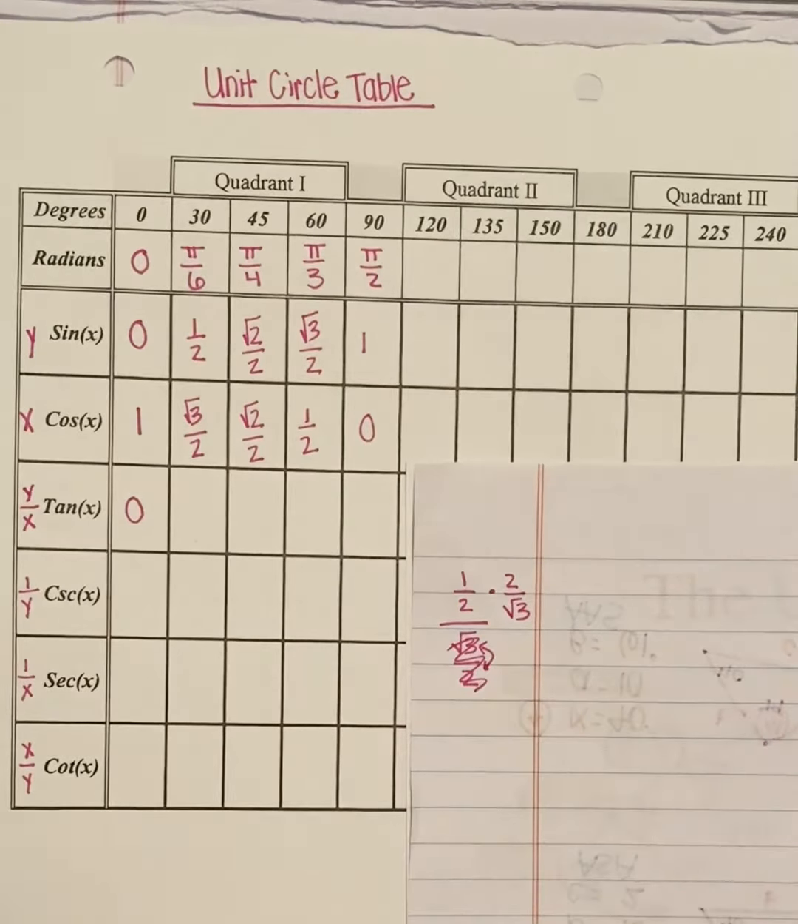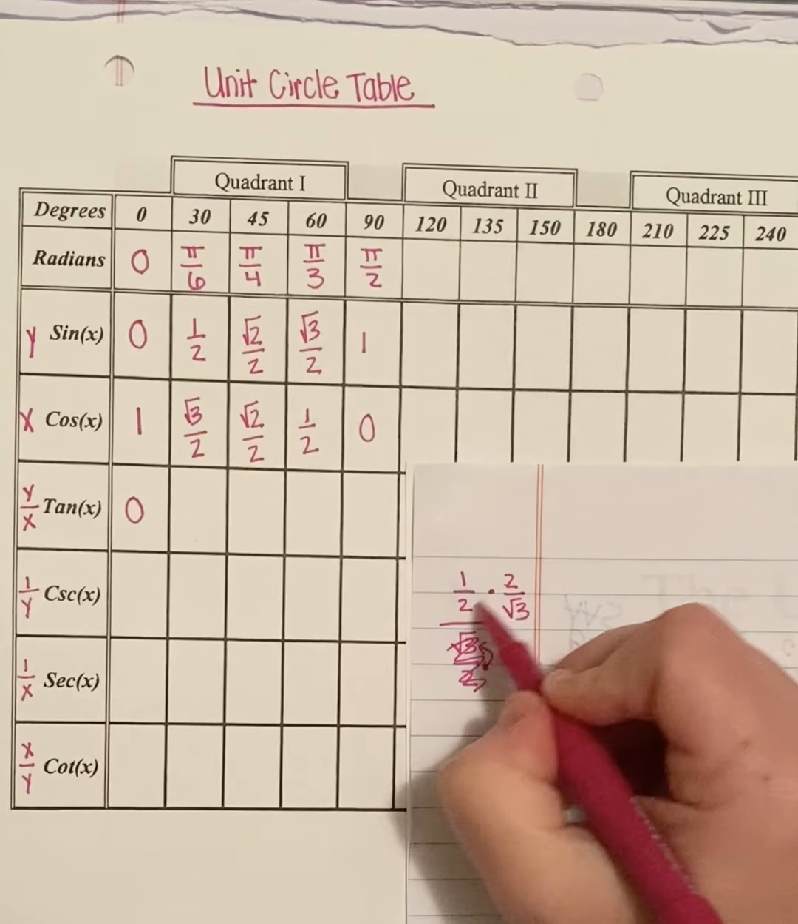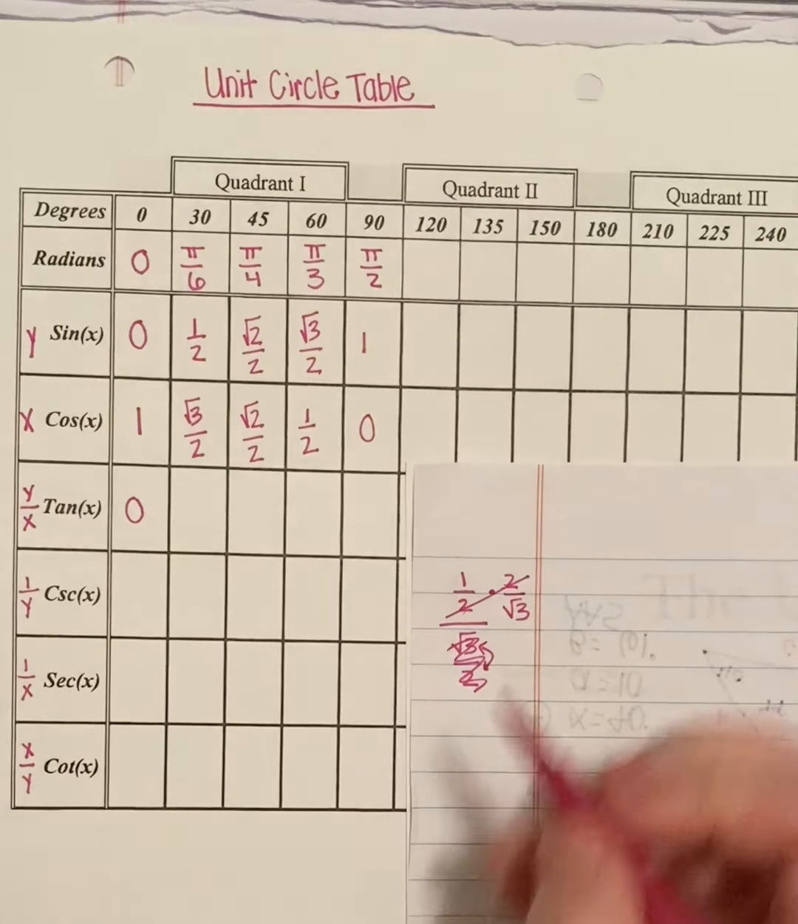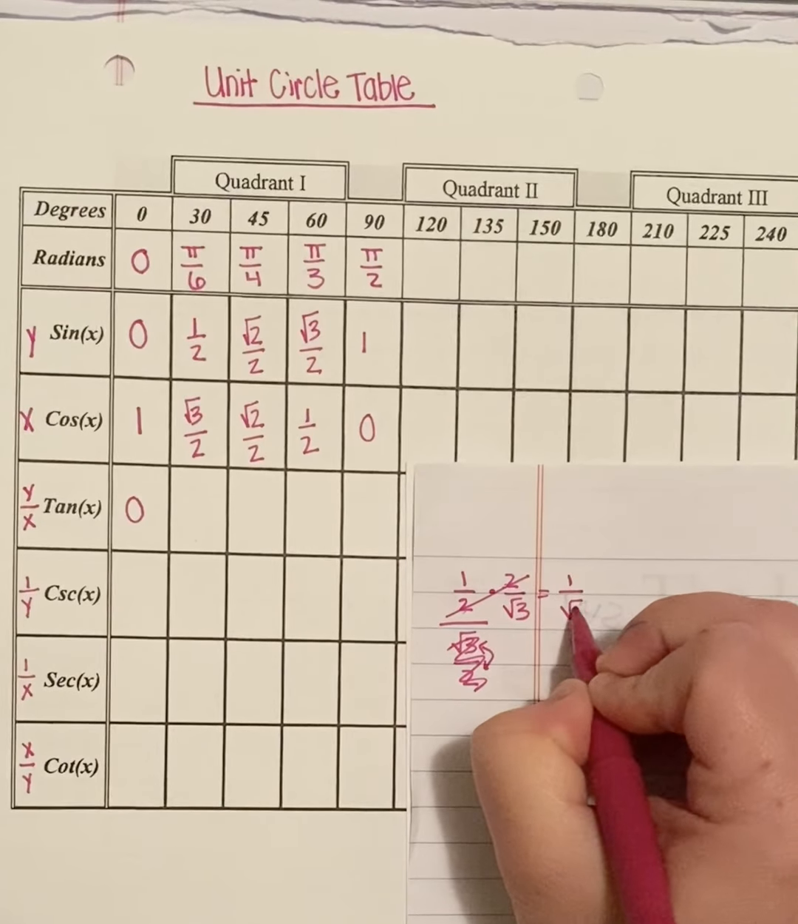Now I'm done with that. Don't let it confuse you. These two 2's can go away since one's in the top, one's in the bottom. So this is 1 over the square root of 3.